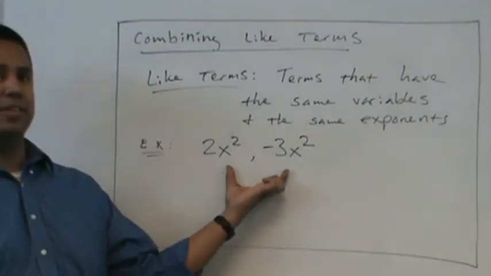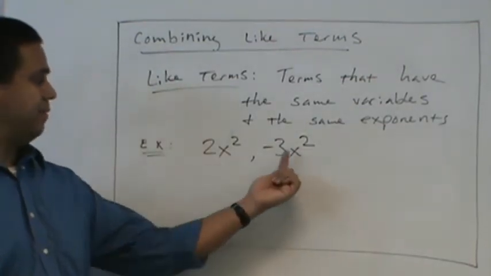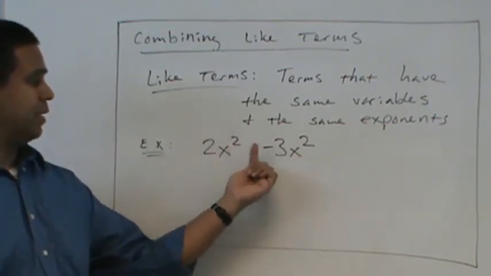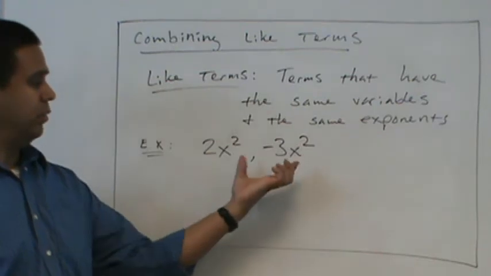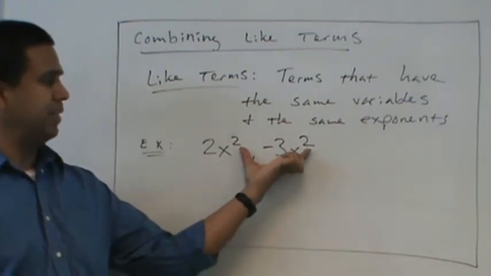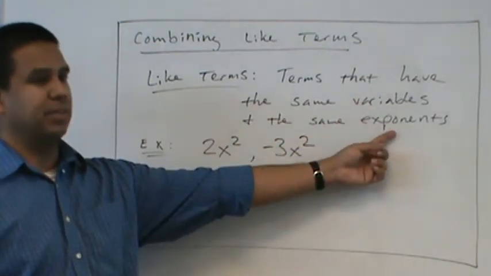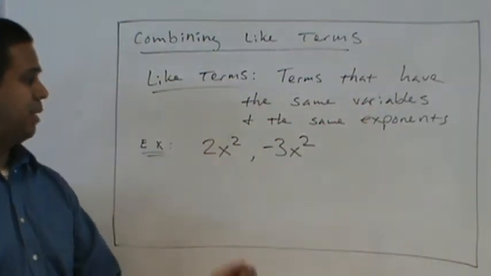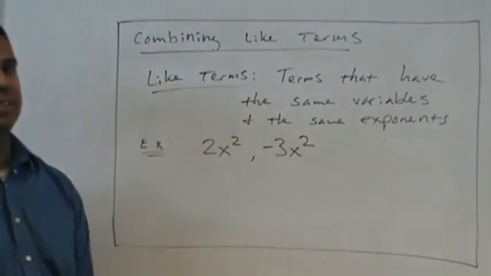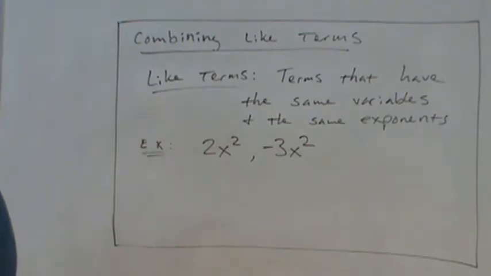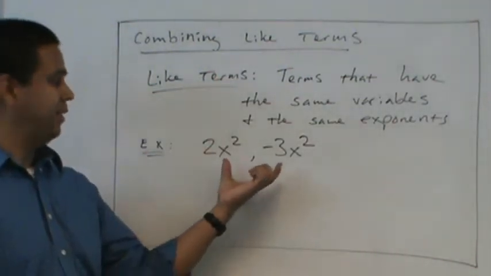These would be considered like terms because they have the same variable, x, and they have the same exponent, the two. So you see, same variable, same exponent. Same variable, same exponent. So if it has the same variable, same exponent, they are like terms. Good. Any questions? Everyone understands? If they're like terms, same variable, same exponent.